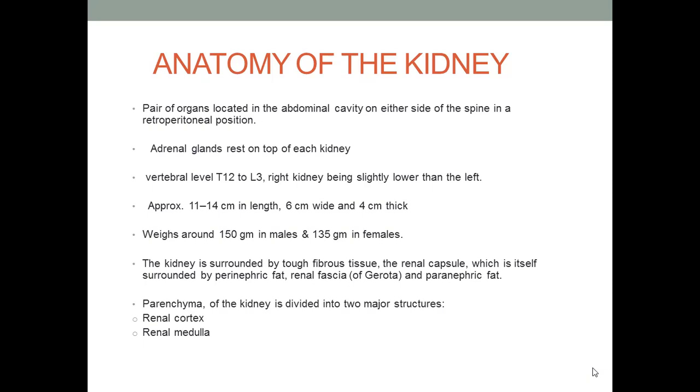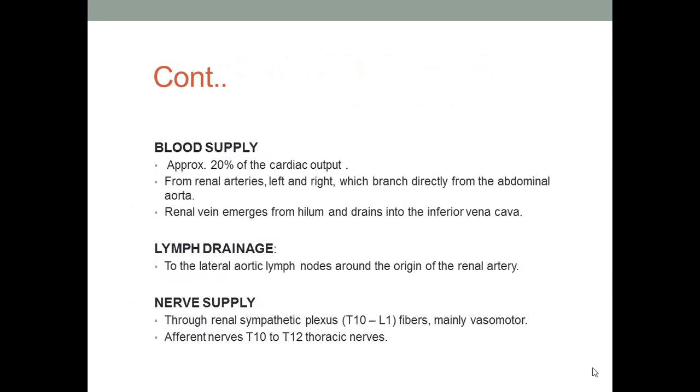And the parenchymal kidney is divided into two major parts: the cortex and medulla. And the kidney gets a lot of blood supply, 20% of cardiac output, as you must be knowing, from the renal arteries, and the lymphatic drainage is around the aortic side, called the para-aortic lymph nodes, and nerve supply is via renal sympathetics around the T10 to L1 level.